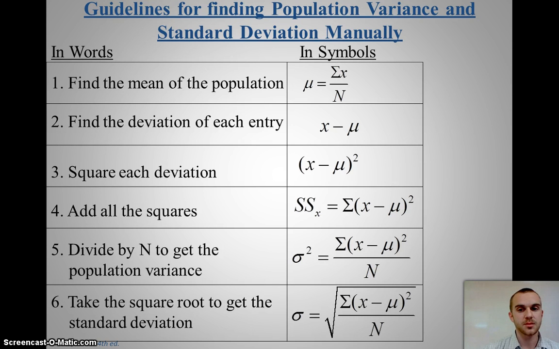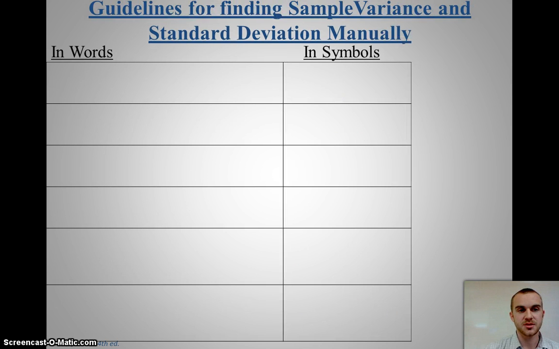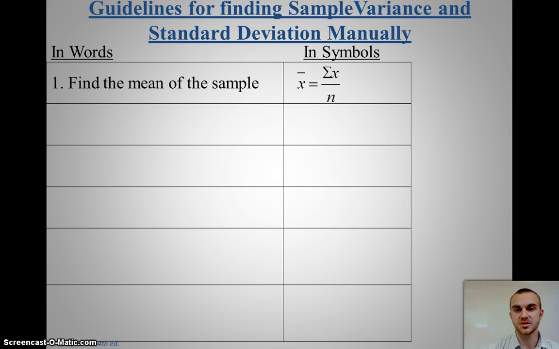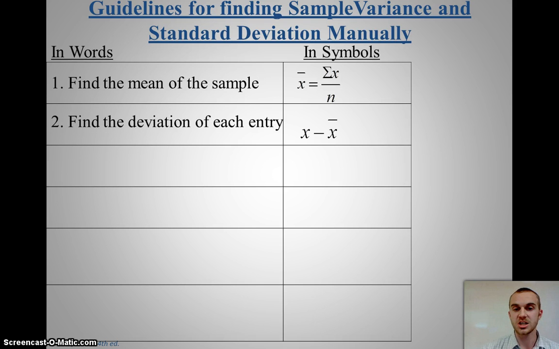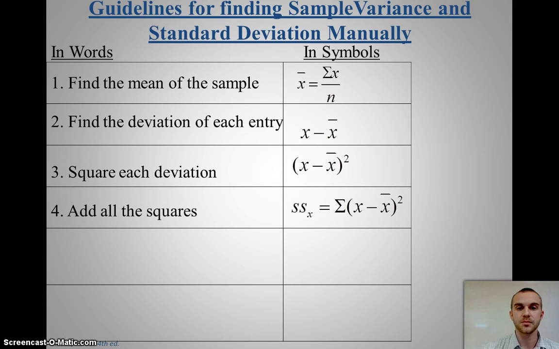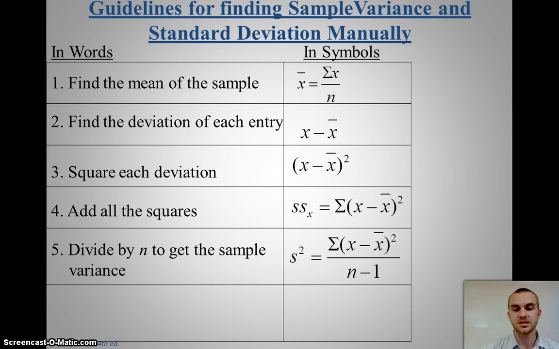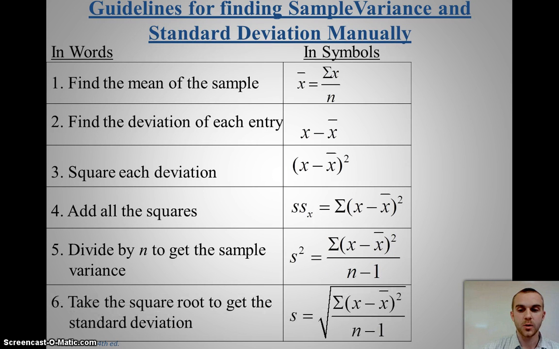Now, if we're dealing with the sample, it's the same steps. First thing, we find the sample mean. We find the sample deviation for each entry. We square each of those values. We add them all together. But when we want to find the variance, our denominator changes. Now we do the sample size minus 1. And for the standard deviation, we take the square root still, but again, our denominator is that n minus 1.